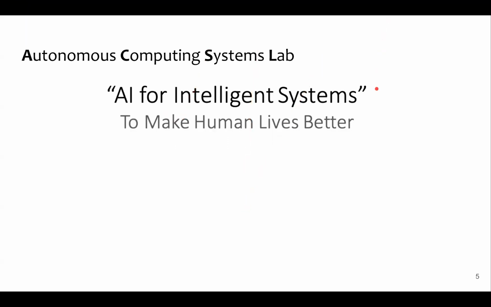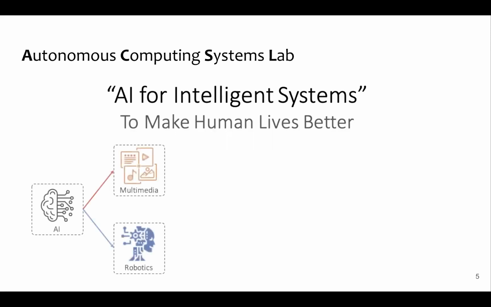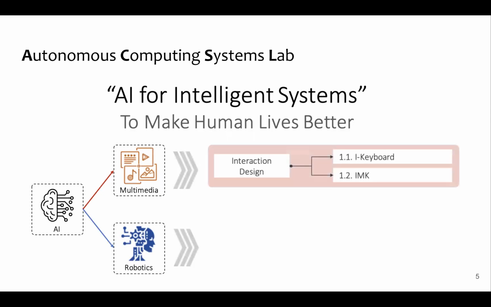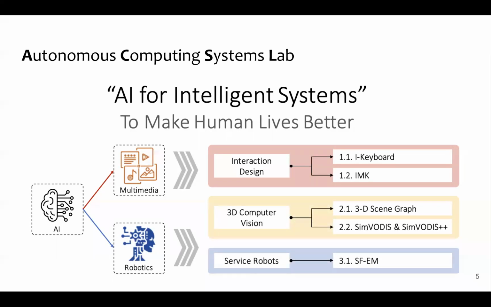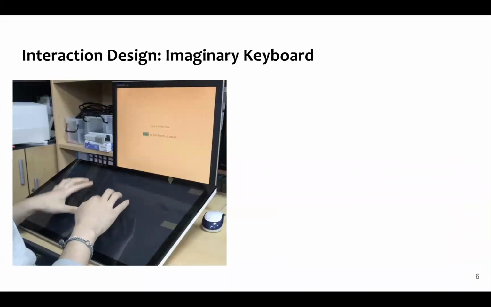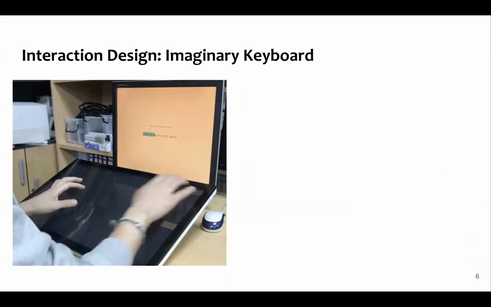All right. My research goal is to develop AI for intelligent systems to make human lives better. More specifically, I am combining AI and multimedia systems and robotics to make some cool applications. I do some interactive design, develop some 3D computer vision algorithms, and I also work on service robots. And this is one of my research outcomes.